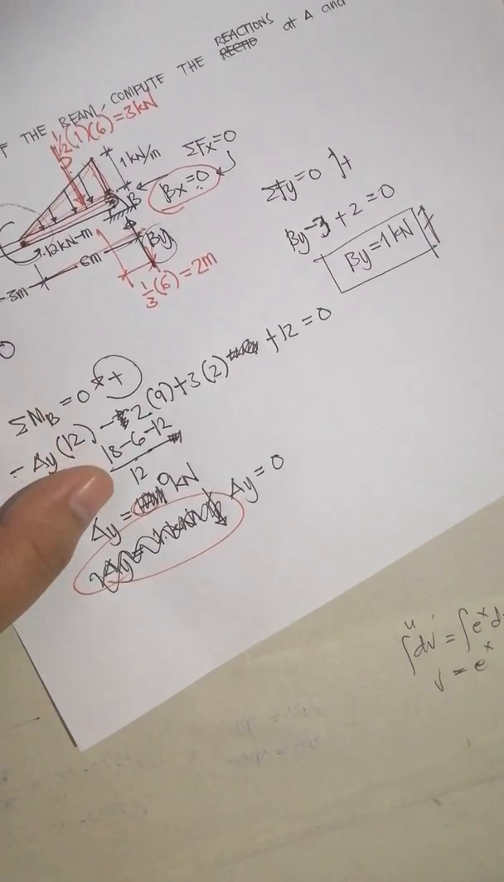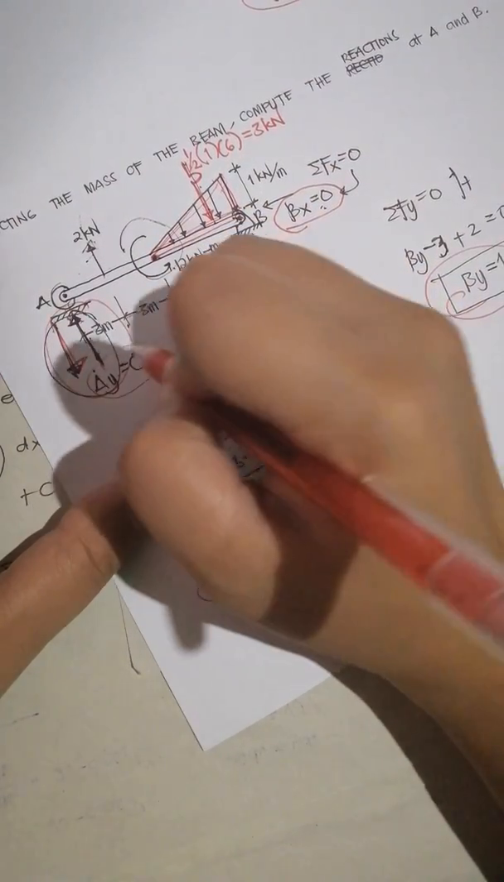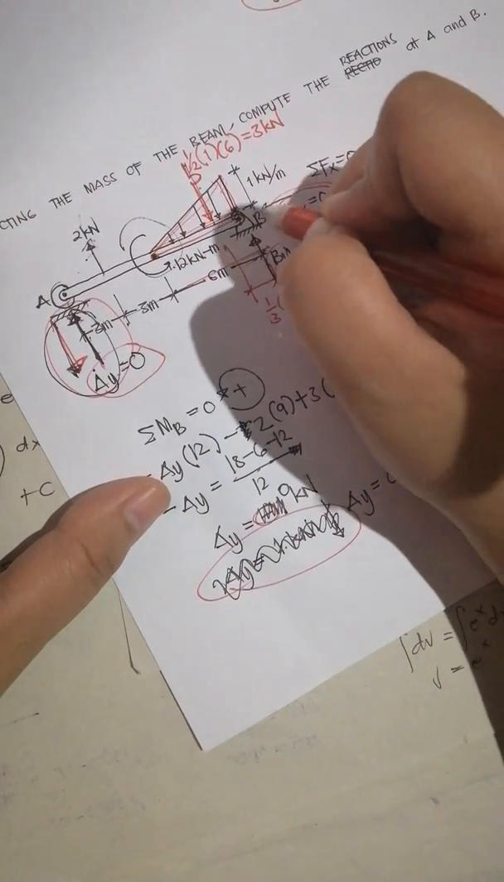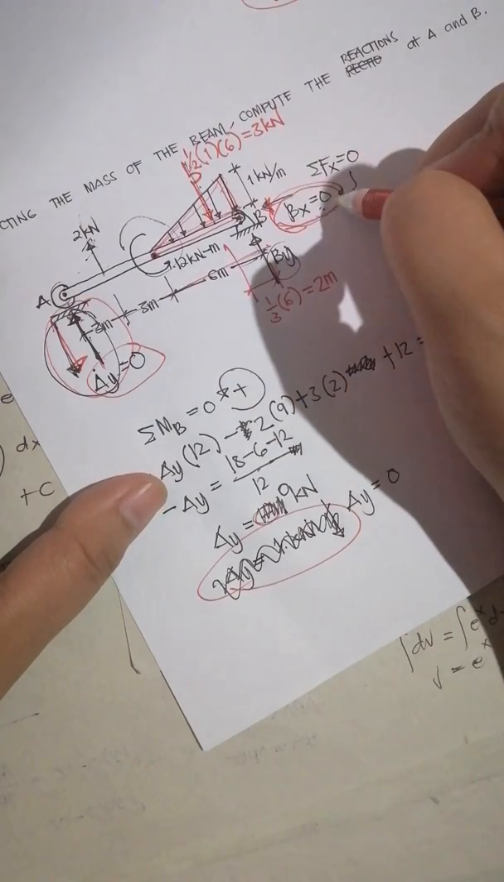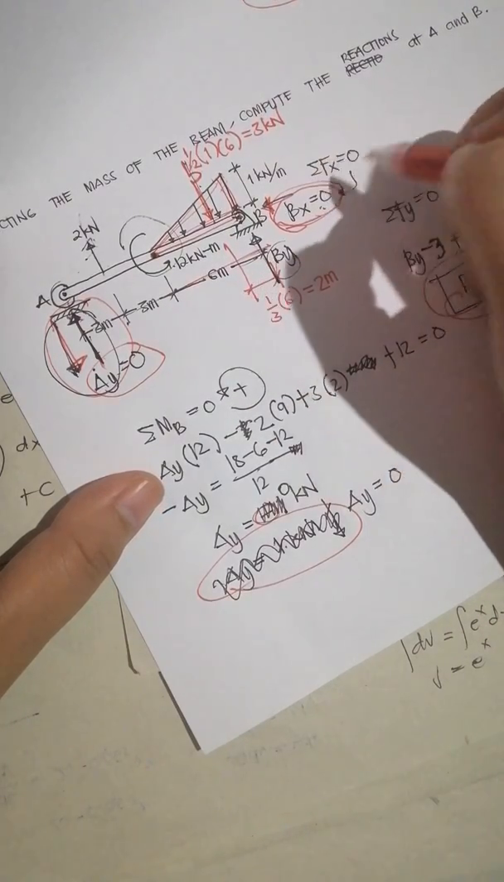Okay. So these are the answers. BY is 1, and here this is 0. And the horizontal reaction at B is also 0. So, that's it.